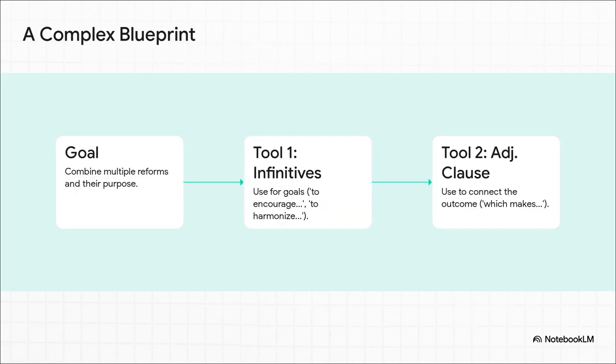All right, let's try a more complex blueprint, this time about reforms in Morocco. The goal here is to connect a bunch of actions to their intended purpose. The strategy is pretty simple, actually. We'll use phrases that start with to state the goals, and then we'll use a clause that starts with which to tie it all up and show the final outcome. Let's see how it looks.